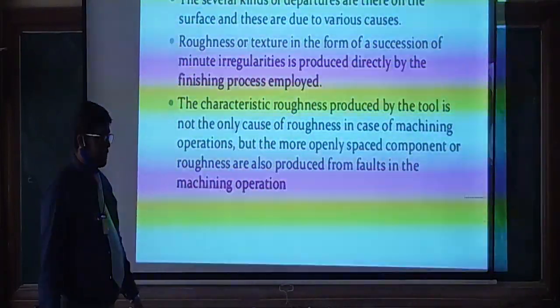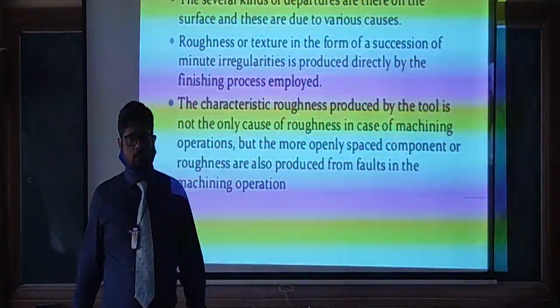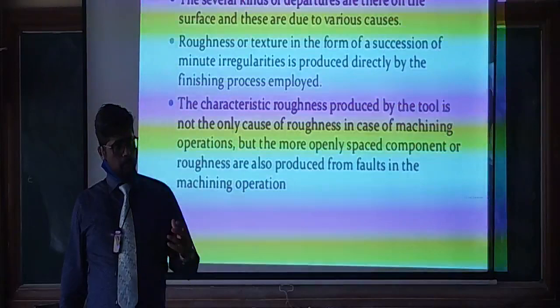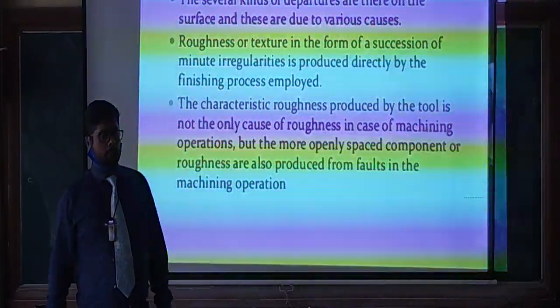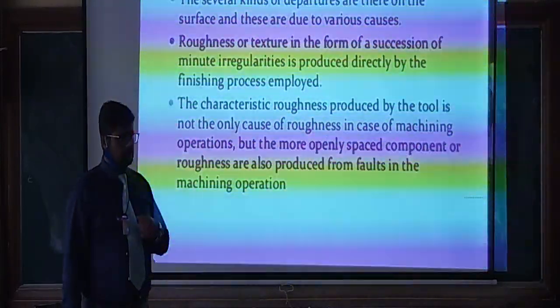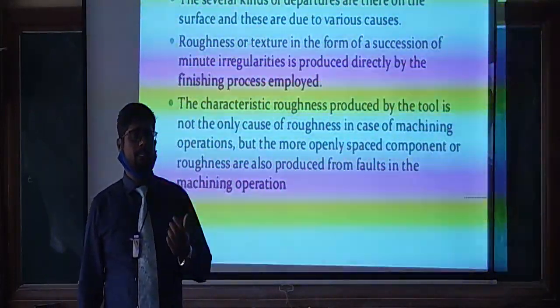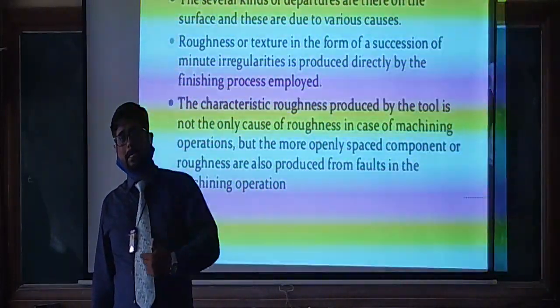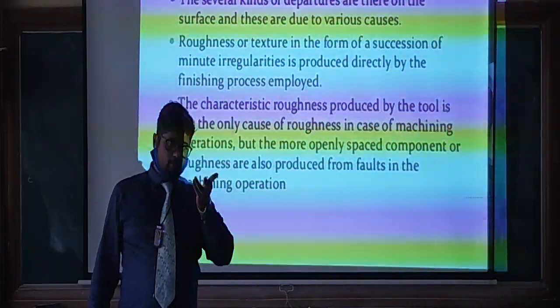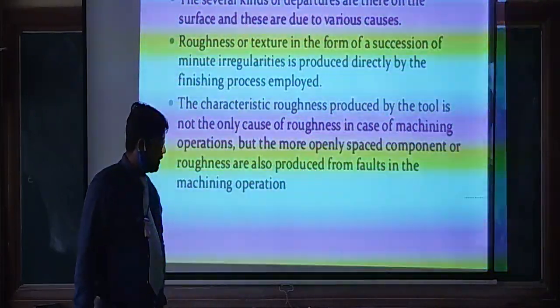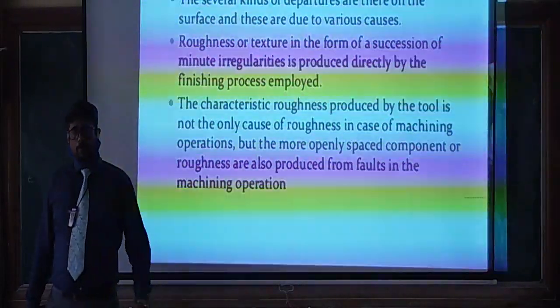The other thing is if your spindle is not rigid, then also the chattering mark will come. If you are using a tool of, say, 10 mm diameter instead of 20 mm, and you are giving maximum depth of cut, in that particular case also the chattering mark or the vibrations will come.